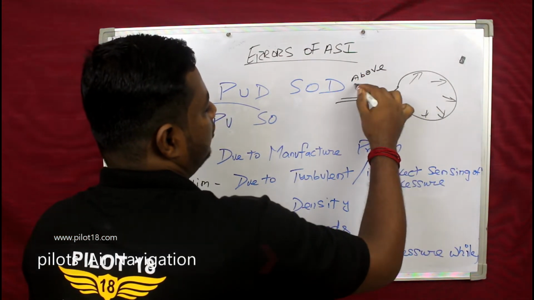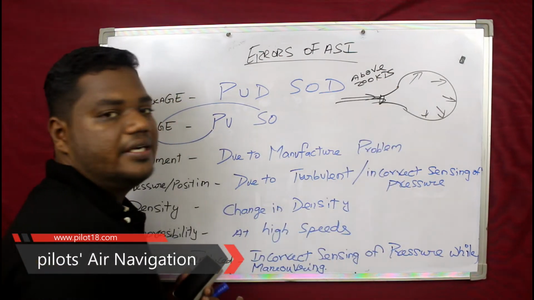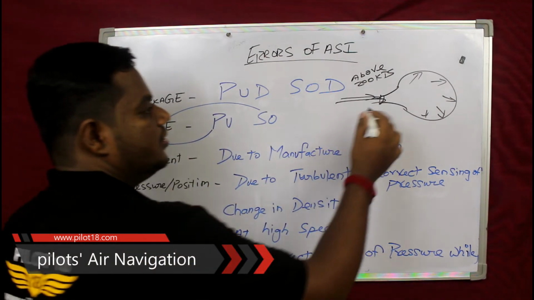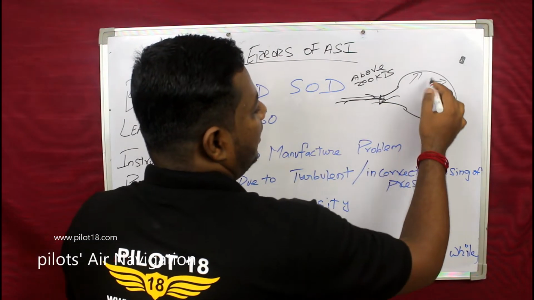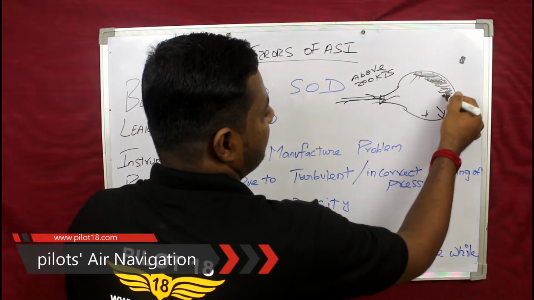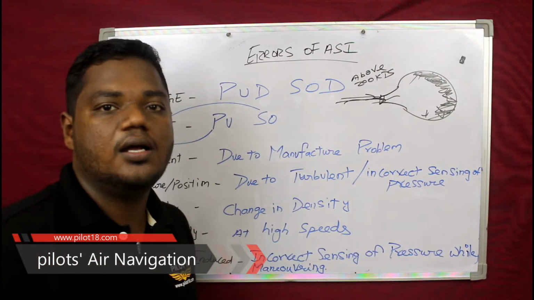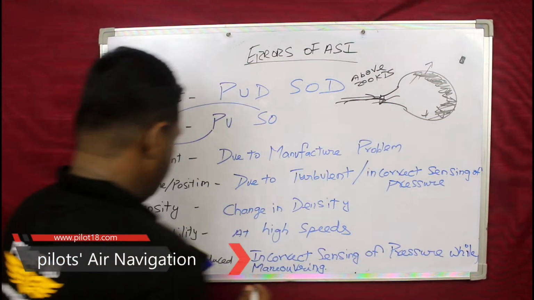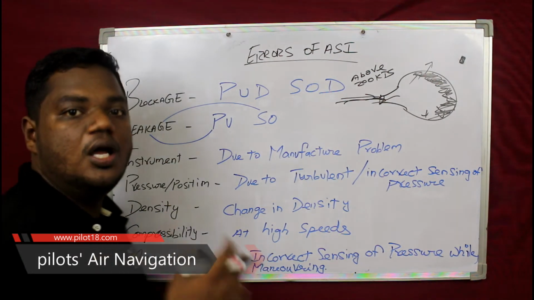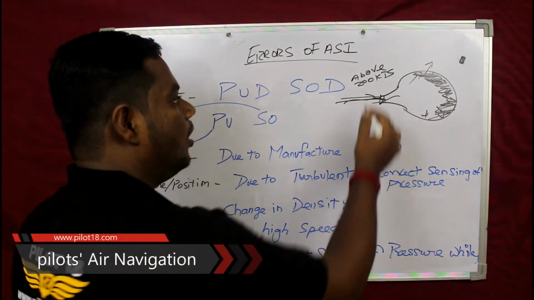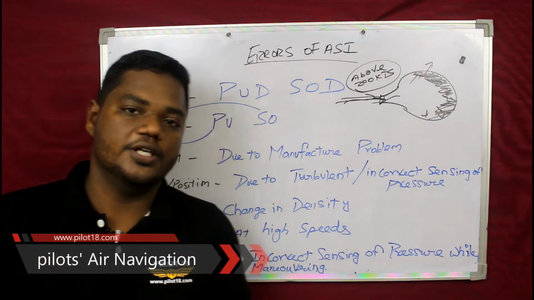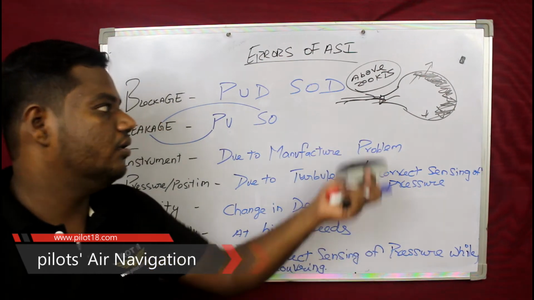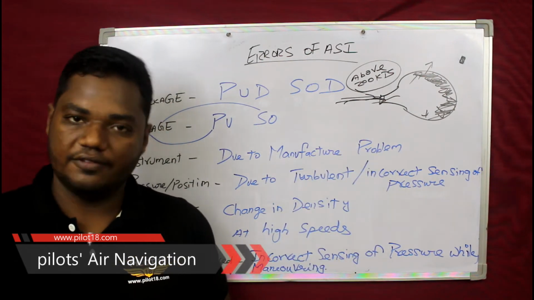But above, let's say 200 knots, air will start getting compressed, which means if we travel more than 200 knots, the air will come inside the capsule and get compressed and give extra expansion. So that extra expansion is due to compressibility of air, not due to our forward movement. Okay, so above 200 knots, the light aircraft which we are using, Cessna 172, for training, they don't go to 200 knots, so we don't have compressibility error.